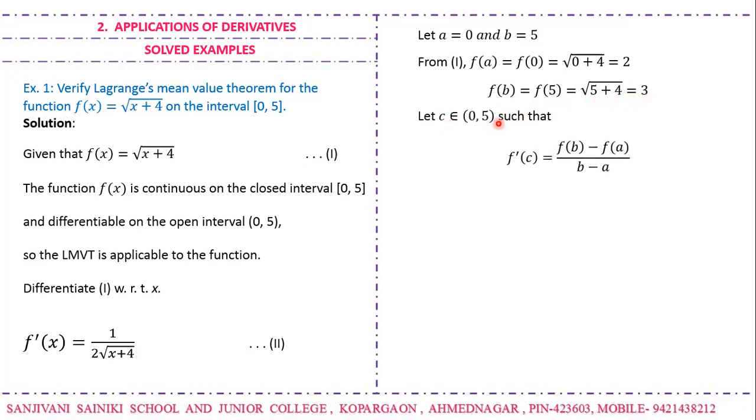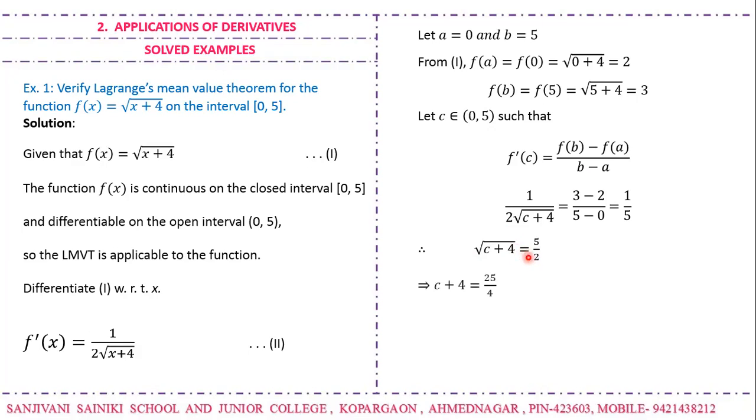So let C belong to this open interval 0 to 5 such that f dash at C is equal to f of b minus f of a upon b minus a. So put x is equal to C in the f dash of x and put the values of f of b, f of a, b and a in this equation and simplify it. You get root c plus 4 is equal to 5 upon 2.